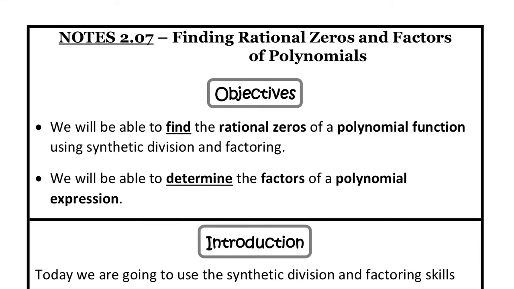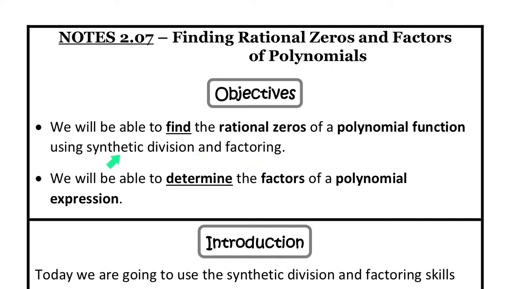Good morning, guys. Today we're going to be looking at finding rational zeros and factors of polynomials. Zeros, again, are x-intercepts, and factors are terms where you have to kind of do the opposite of solving for x, which we talked about last lesson. But the objective is we will be able to find the rational zeros of a polynomial function using synthetic division and factoring.